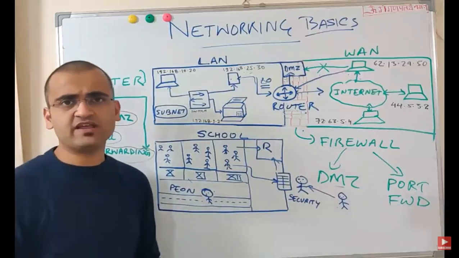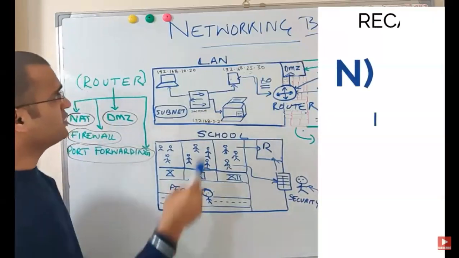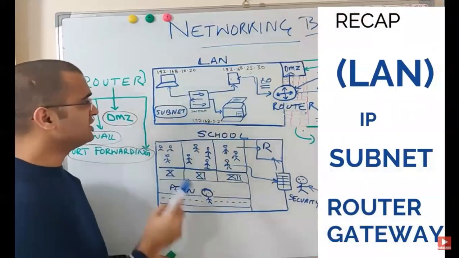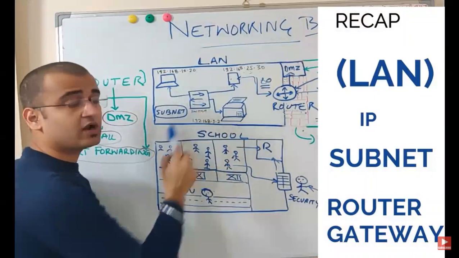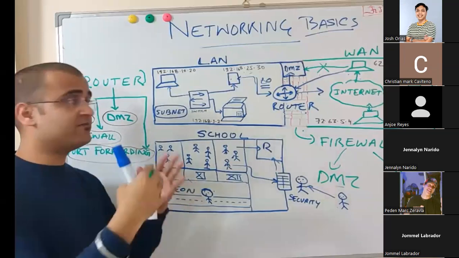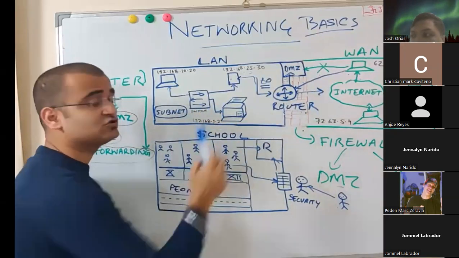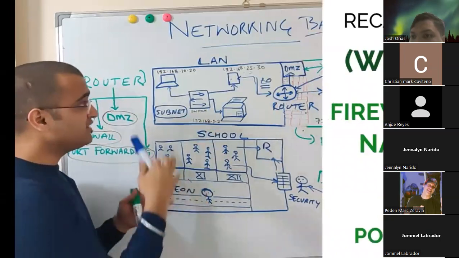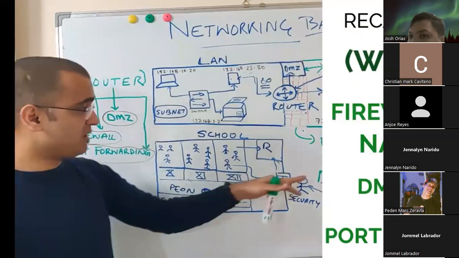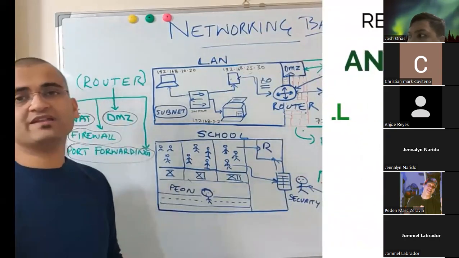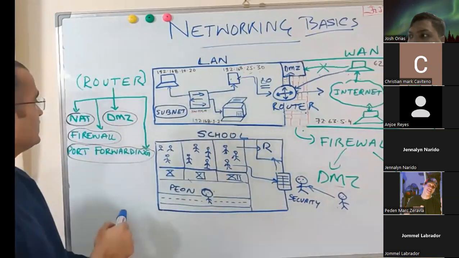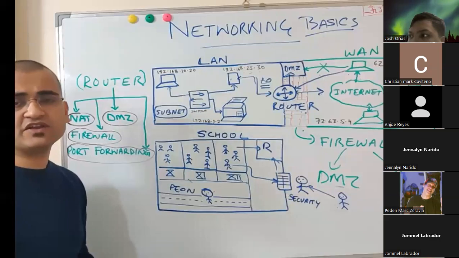So just to summarize, we understood the local area network, we understood what is an IP, what is a switch, and how these talk to each other. Then we also understood what is a router, what is a gateway. We also understood how we use a subnet to identify whether a device sits within the network or is actually from outside the network. Then we moved on to the wide area network. We understood how a firewall works, how DMZ and port forwarding are the two mechanisms with which we can allow external traffic into the internal network. We also understood how network address translation helps.